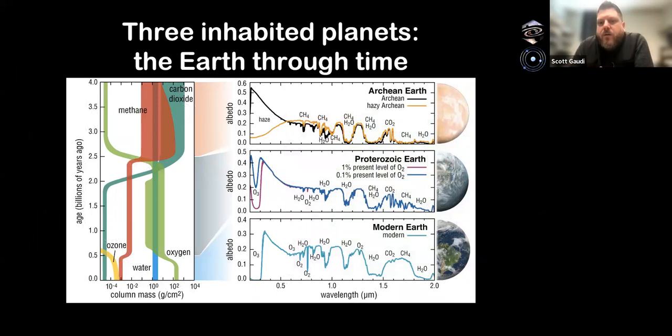And that's because in, for example, Proterozoic Earth, which was definitely habitable and inhabited, the oxygen level was much smaller, depending on where you are in that era, and as a result, the oxygen line is very hard to detect. But the ozone is much easier to detect.